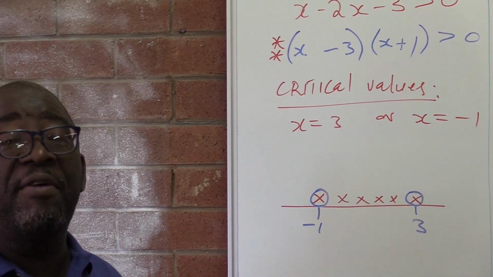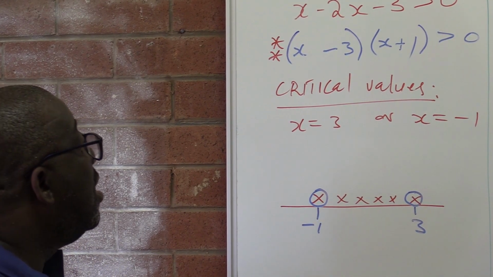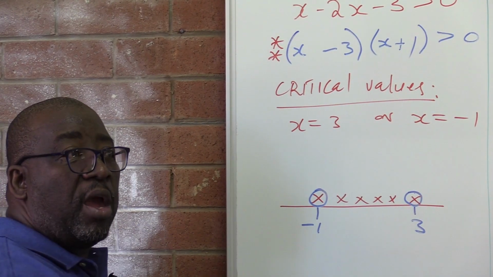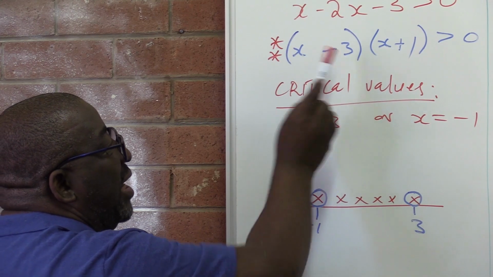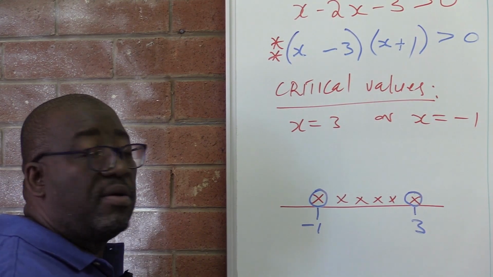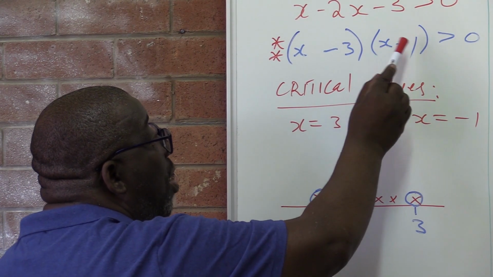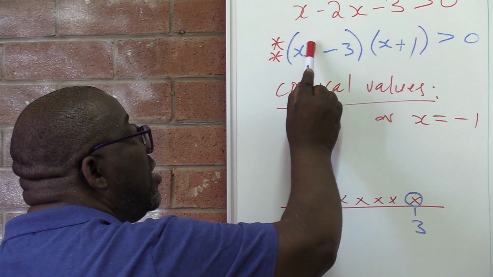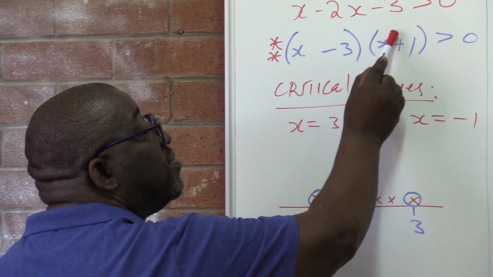The simplest one above 3 will be 4 in this particular case. Let's push 4 in both places of x. If I push in 4 here, what is 4 minus 3? The answer is positive. Let's put 4 here: positive 4 and positive 1, the answer is positive. So positive times positive gives me positive.